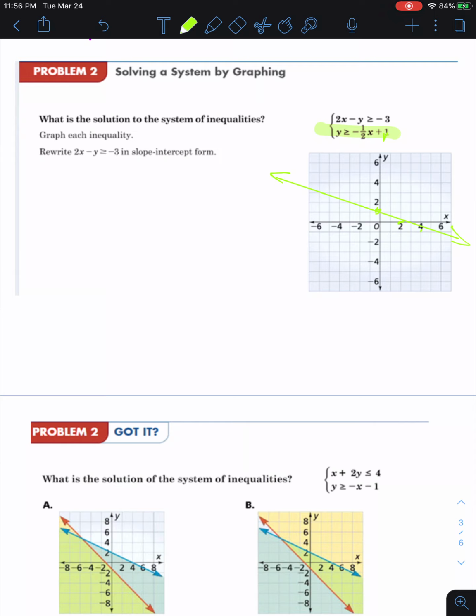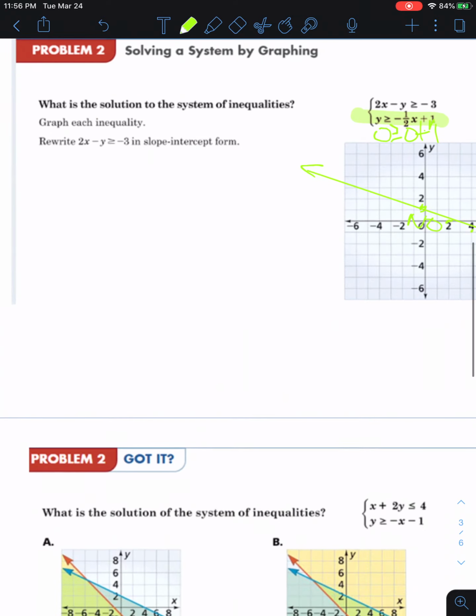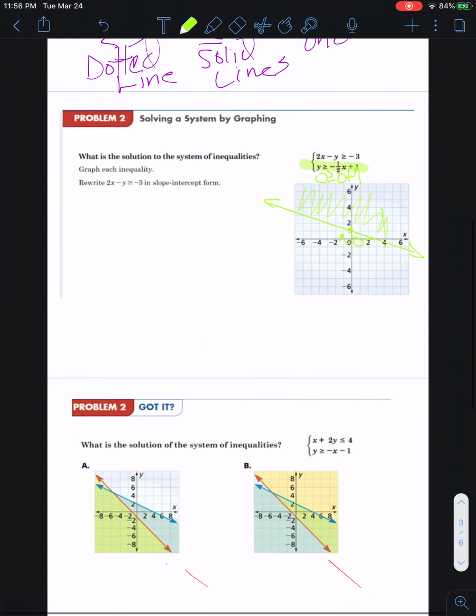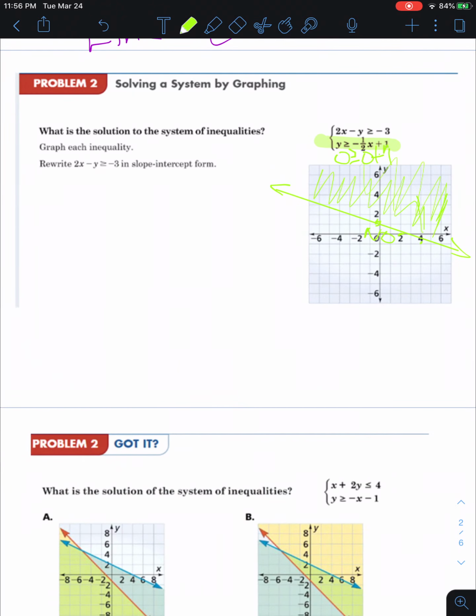Then we'll put 0, 0 into this equation and check it out. That's going to be 0 here and 0 there. Is 0 greater than or equal to basically 1? No, it's not. So this would be a no on this side, and we're going to shade the other side for this line. That'll be my inequality.